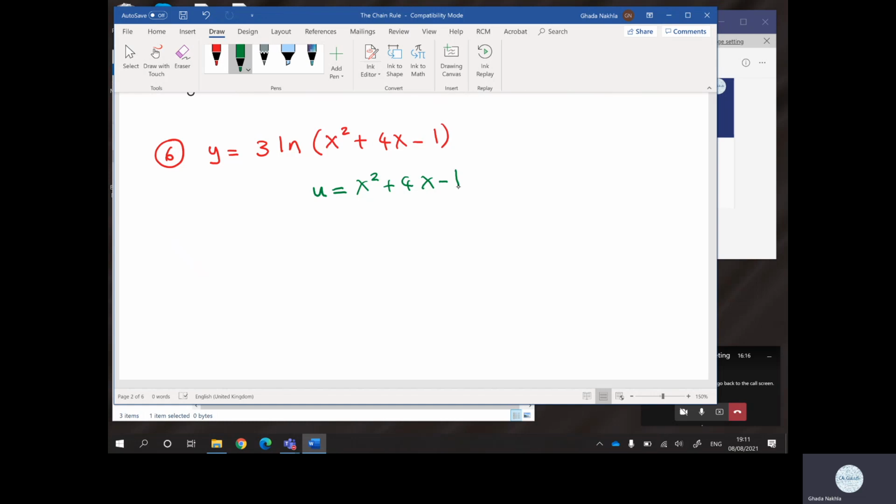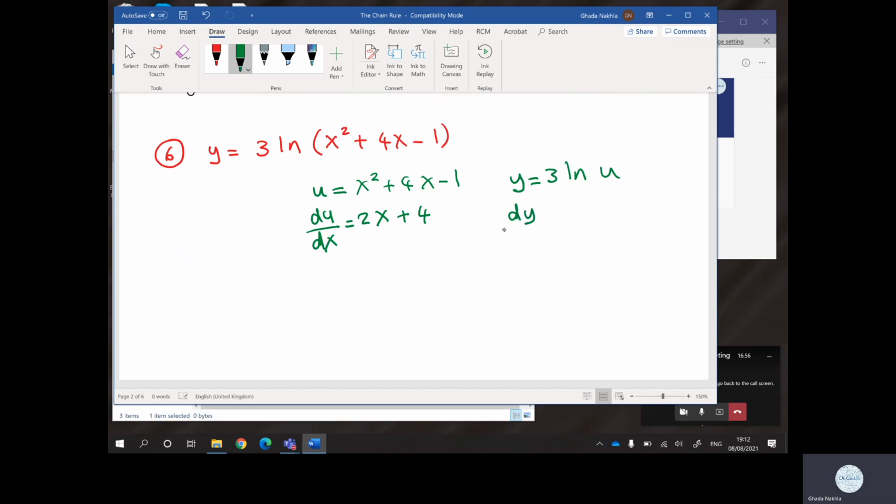Let u equal the bracket. It follows then that y is equal to 3 ln the bracket, and the bracket is u, so 3 ln u. Next thing, you differentiate. du by dx is, drop the 2, so it's 2x, decrease the power 2 minus 1, so it becomes 1, plus 4, the x will disappear because it's x to the power of 0, and the minus 1 differentiates to 0.